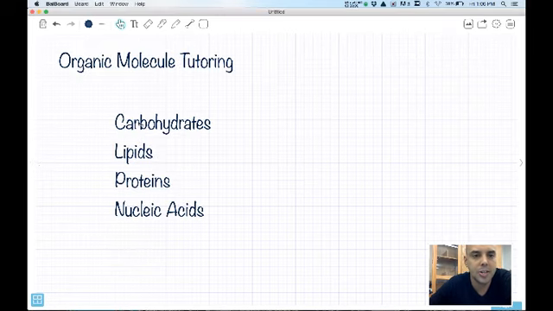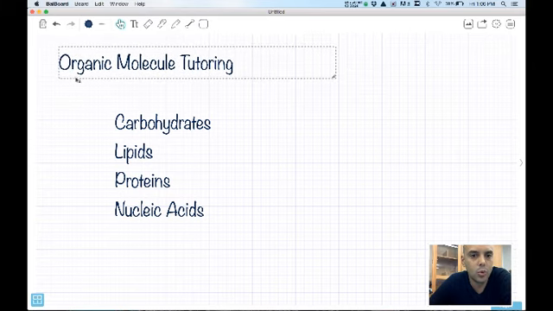Just going to do a little tutoring for our test on Monday. Let me go back a page here. So hopefully you read the chapters and you look through your notes, and this is going to be kind of quick so you can see what you're missing or what you need help with. So this is the organic molecule part of the tutoring.